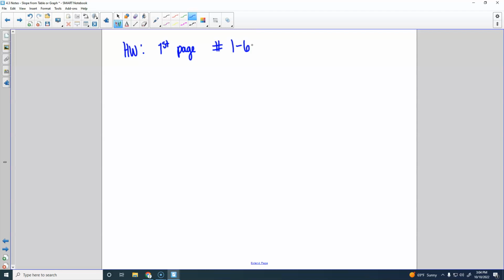And I meant for these to be constant rates of change, so you shouldn't have to check them, but there's a chance I made a mistake because I also made this worksheet today as well. So if you find mistakes, let me know.